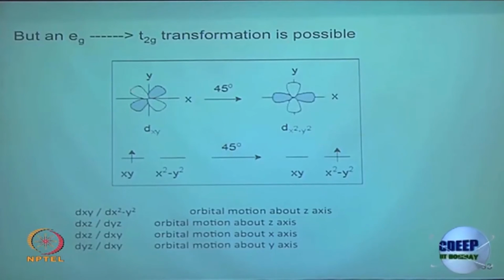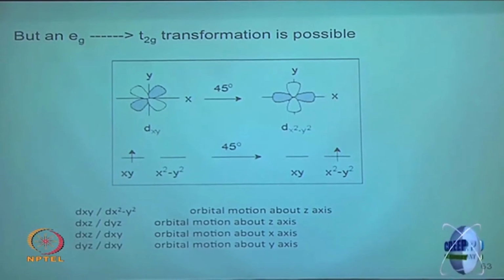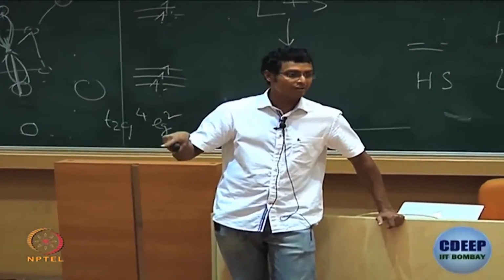But there is a way to convert the Eg into T2g. How is it? dx2 y2 or dxy can be converted to dx2 y2 and vice versa, right? So there is some way to do that, and once you get dxy, dxy can be converted into dyz, dxz. So these are kind of interconvertible. So what is not interconvertible orbital wise? dz square to anything else you cannot do, but the rest four of them can be interconverted.